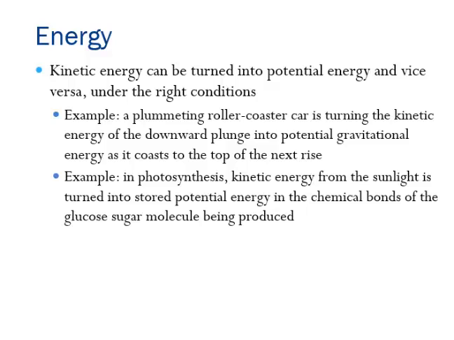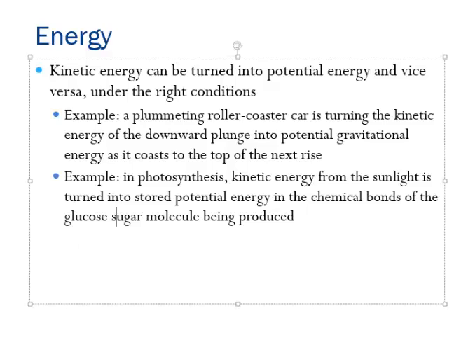Food, as we discussed, has potential energy, and photosynthesis is when the plant makes its own food. The plant, in its chloroplasts, creates sugar, which is potential energy that the plant can later use, using the kinetic energy of the sunlight.